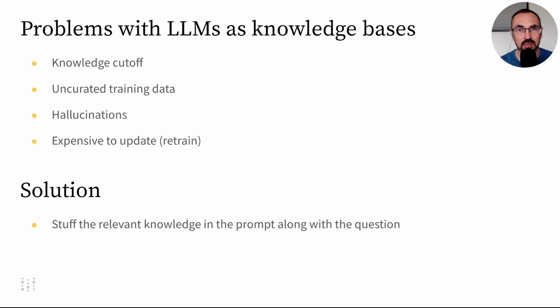Hallucinations can also occur as models sample from probability distributions, producing non-deterministic outputs. These outputs seem very specific, but can be inaccurate. Updating, retraining, or fine-tuning LLMs is expensive, so we often use them as is.